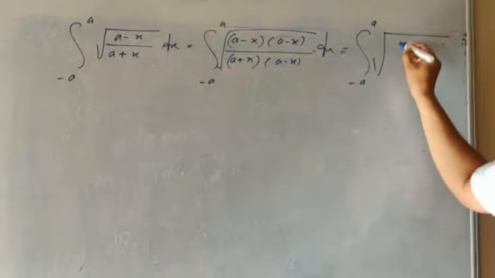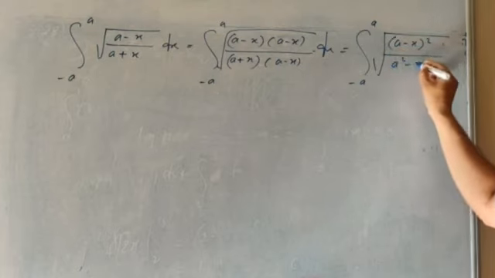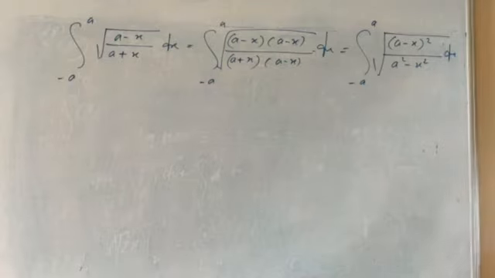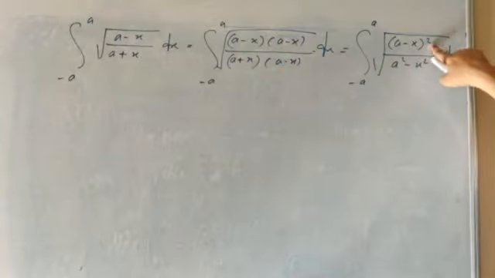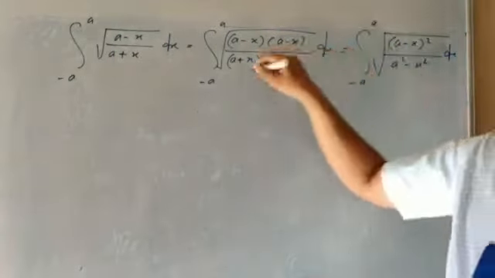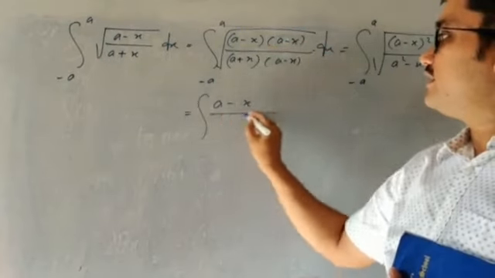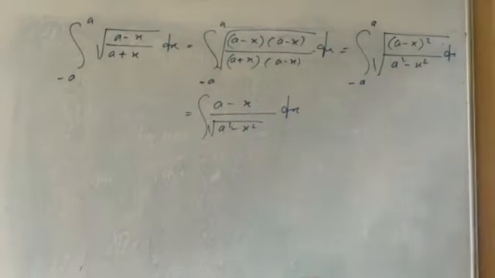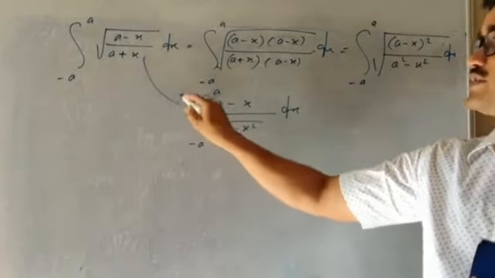This will become integration from minus a to a, the square of it, right? This is a minus x, the bracket square, and in the denominator it will be a square minus x square, of the form a plus b into a minus b is a square minus b square. Now in the numerator there is a square and a square root, so both will go. So the same question can be expressed as a minus x upon the square root of a square minus x square dx, from minus a to a. So this integral can be expressed this way.